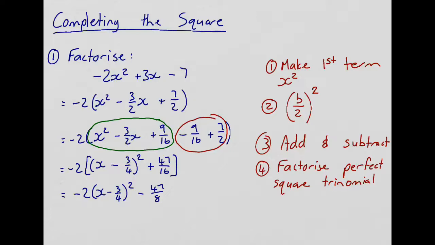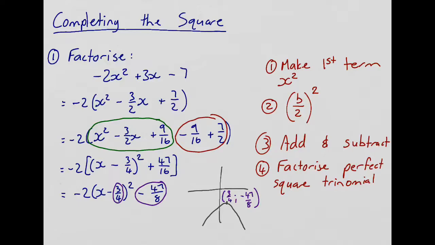You don't need to know the application that I'm going to show you for the exam, but just out of interest, where this comes from. If we had to sketch this parabola, it would look something like that. If you look at the coordinates of the turning point, you can see the 3/4 there, and the negative 47 over 8, the y value, is there. So that's the application, but that comes next year.